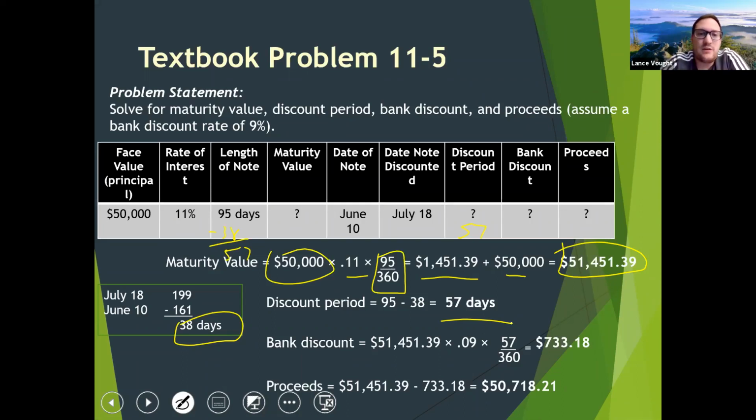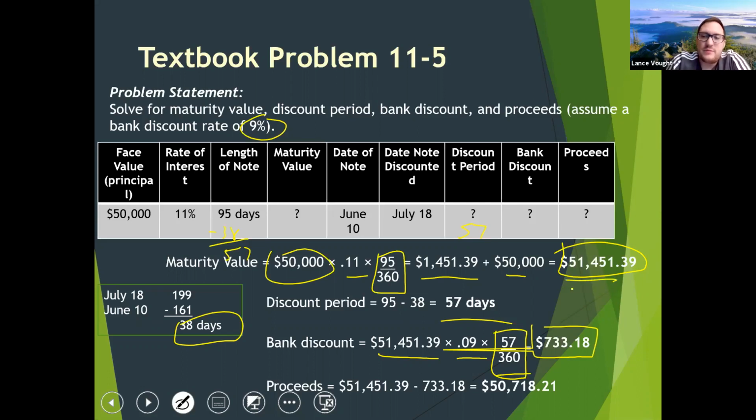And if the discount rate, which they didn't even tell me, which is, oh, it's up here, 9%. Sorry. If you have a 9% discount rate, then you take the maturity value, multiply that times 0.09 times the period of the discount, then it's 733.18.